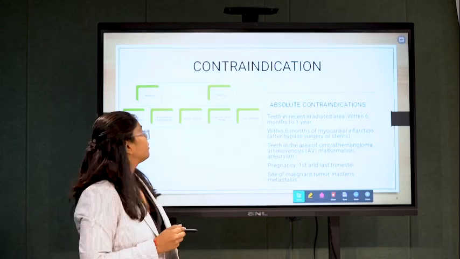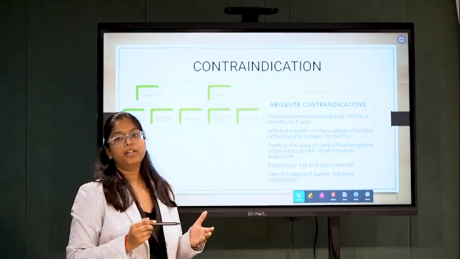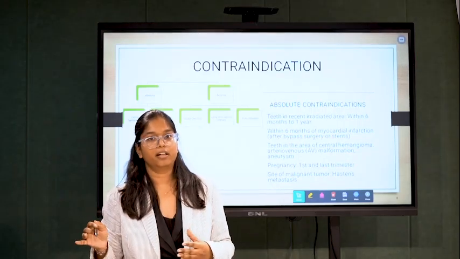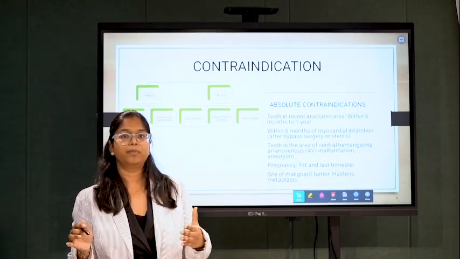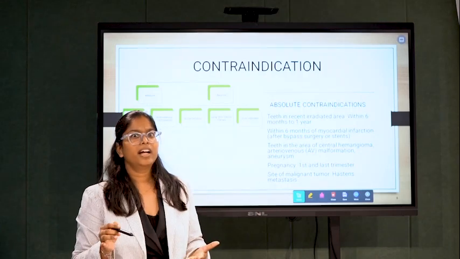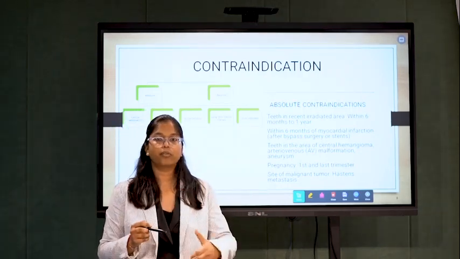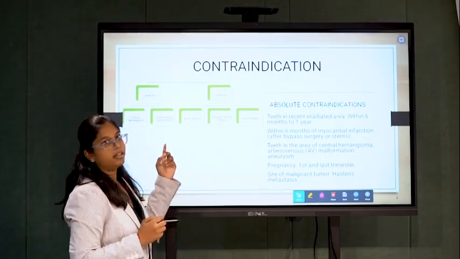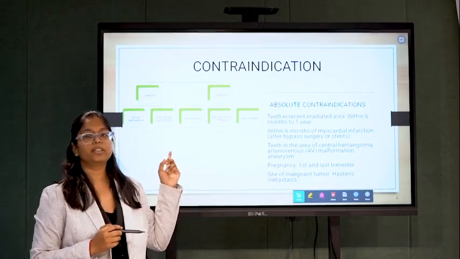Then contraindication of extraction. It is divided as absolute and relative. Absolute contraindications are the conditions in which the extraction has to be avoided in any criteria, okay? And relative is where we can do some preparation for the extraction and then the patient can be taken up for extraction. Like if a patient is hypertensive or diabetic, we can control the blood pressure and we can control the blood glucose level.